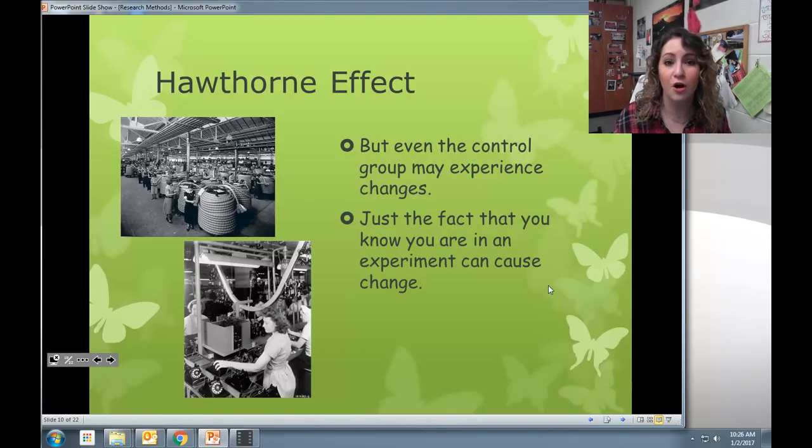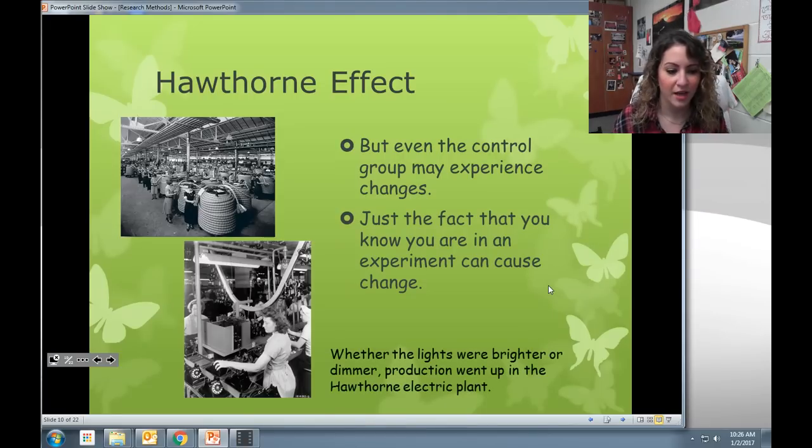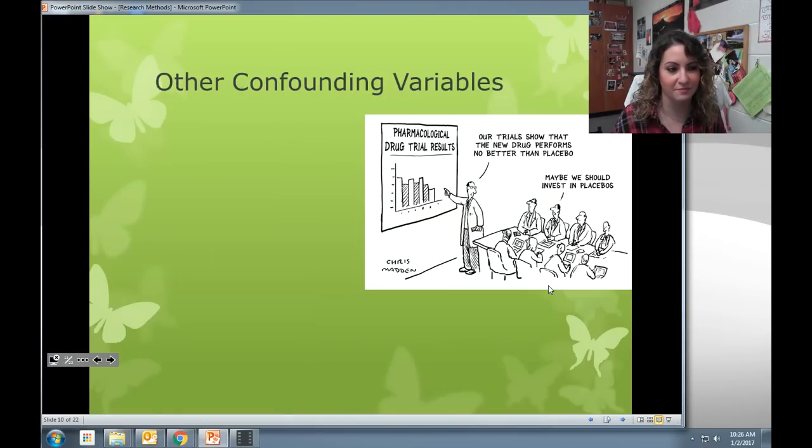When you know you're part of an experiment, your activity, your behavior, what you say might change. And so whether the lights were brighter or dimmer in the electric plant, productivity went up just because they were in the experiment. That is a change of the dependent variable. That's not the independent variable. It didn't matter whether the lights were dimmer or brighter or the same. What mattered is that they were in the experiment themselves, and that's a confounding variable. That's called the Hawthorne effect.